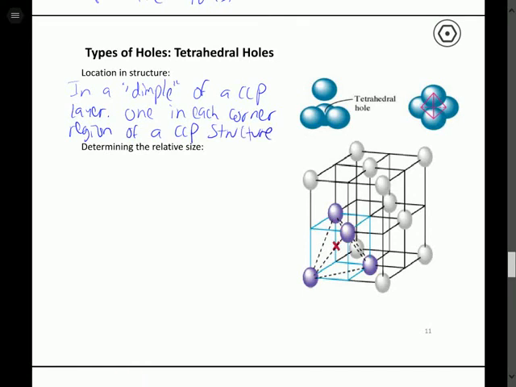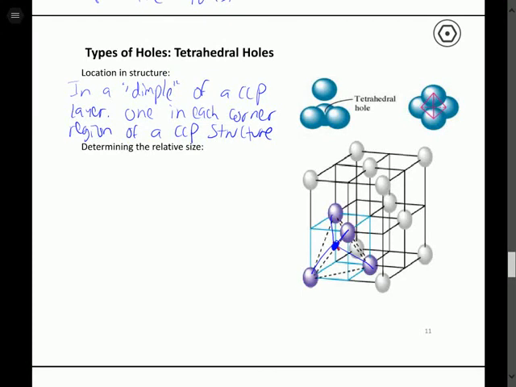Okay, and if we look at this structure here, we have a face-centered cubic arrangement of all the atoms, and then four of them are shown in purple. In the center of these four, there's this X here. That's what's called the tetrahedral hole. So it's near the corner, and it's surrounded by four atoms in a tetrahedral fashion, which is why we call it tetrahedral. Okay, so 1, 2, 3, 4.